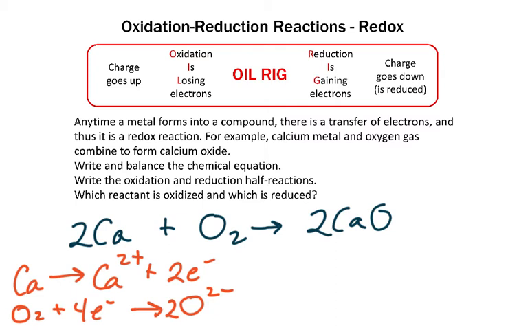Now, we kind of answered the third question already, but which one is oxidized and which is reduced? Well, calcium is losing electrons. Charge goes up, so it is being oxidized. And oxygen goes from 0, neutral charge, to negative charge. It's gaining electrons. It's getting reduced. And actually, you can see here that the oxygen oxidizes. Hey, that's exactly why it's named what it is. Oxygen oxidizes calcium.